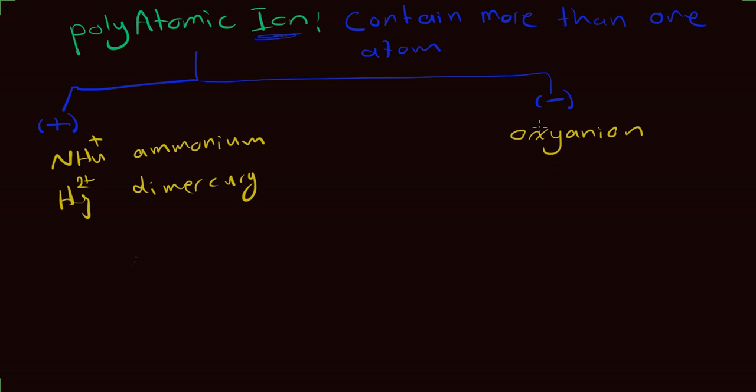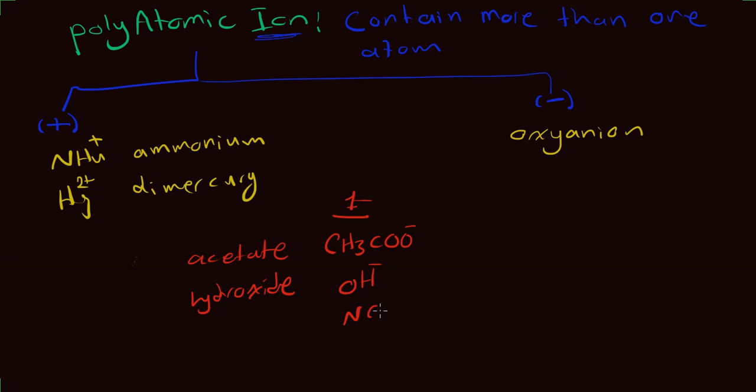Okay, oxyanions. First of all, we have -1 ions like acetate, CH3COO-, and hydroxide, and nitrite, NO2 -1, and NO3 -1, nitrate. Good.